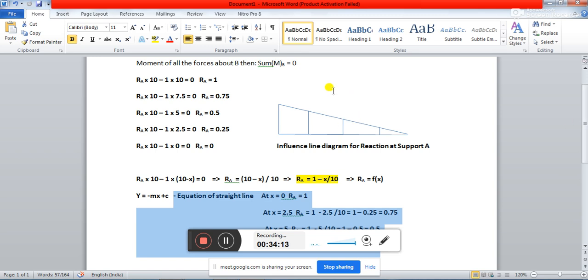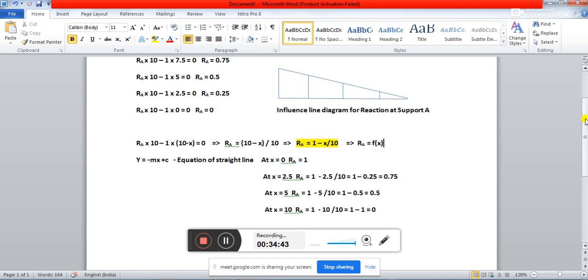And your diagram for the reaction at support A is not going to change at all. Have you understood this clearly, or is there some doubt? See, if you understand this concept, you can find the influence line diagram for any other quantities also, but it is very important to understand. Okay, so any doubt? If you have any question, please ask now.